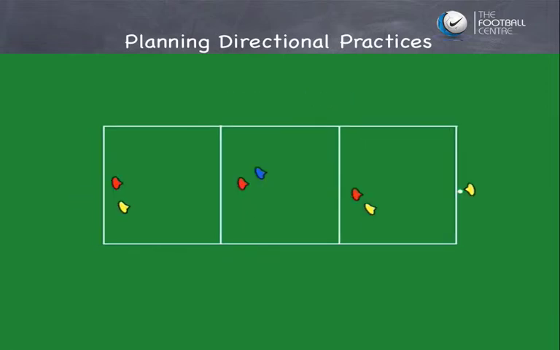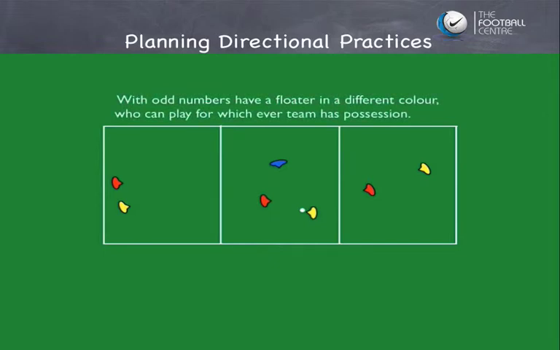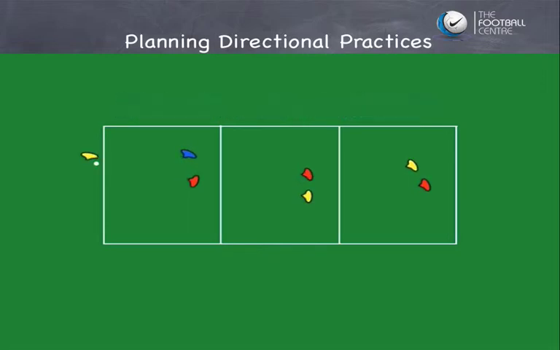This practice has 7 players, so there will be a 2v1 in the end grid. Whenever there's an odd number of players in the group, it's a good idea to have a floater in a different coloured bib who can play for whichever team has possession. So when possession does change from one team to the other, it's easy to organise and just change the floater periodically.